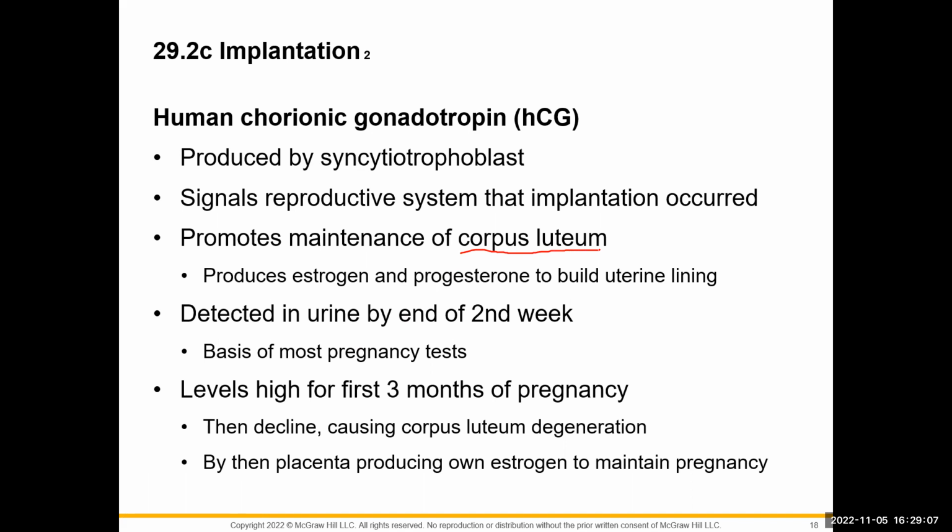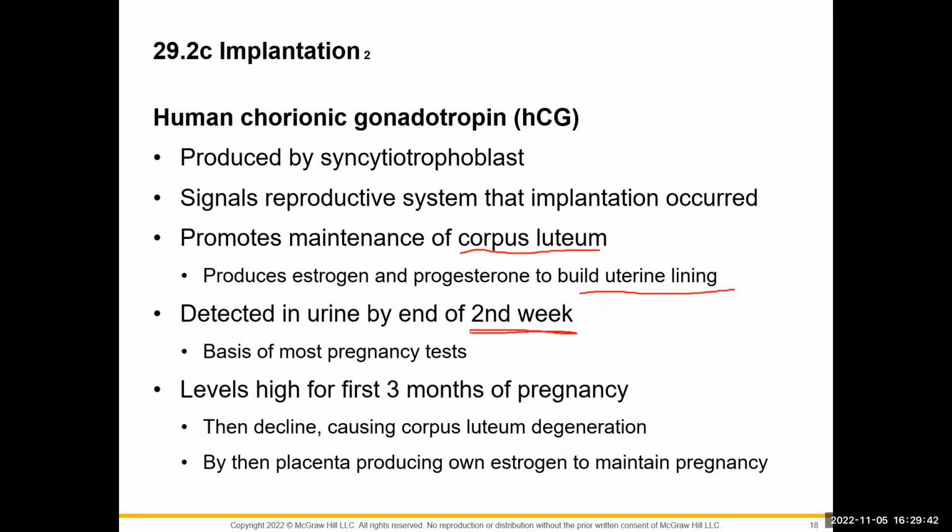And it tells the corpus luteum, hey, don't degenerate. We need you, buddy. And we need you to keep producing estrogen and progesterone so we can maintain and build that uterine lining here, okay, so we can sustain our embedded blastocyst. In pregnancy tests, we can see this hormone in the urine by the second week. And so this process goes on for about 3 months.